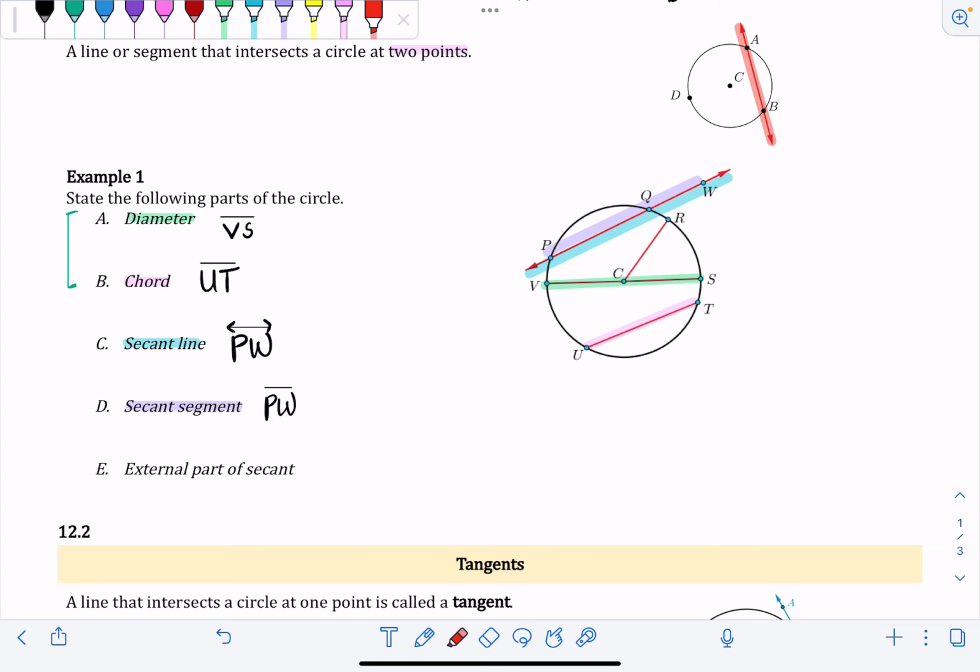And then the last part, the external part of a secant, is asking you to describe what part of it is outside of the circle. So the secant, like we've already labeled it, is the line that's in blue/purple. The external part, the part that's outside of that circle, is just from Q to W only. It's just a segment. So we would say from Q to W or segment QW, that part that's highlighted in red over the purple, this section of the line, QW.